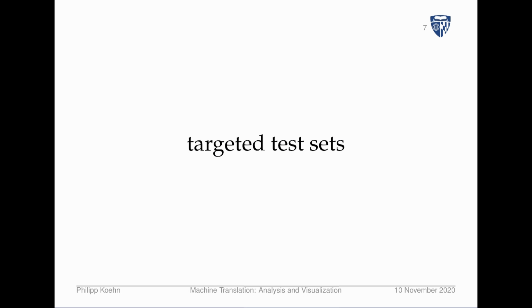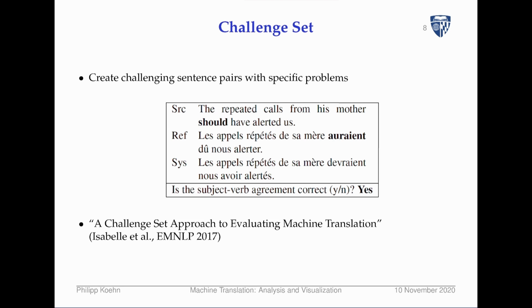Let's look at the next topic, which is targeted test sets. So this is basically taking the motivation for what we did so far, which was, can we nail down what kind of mistakes are being made, but do it in an automatic fashion. So here is the idea: can we create a certain challenge set where we then figure out how the machine translation system deals with this? So here is a specific problem.